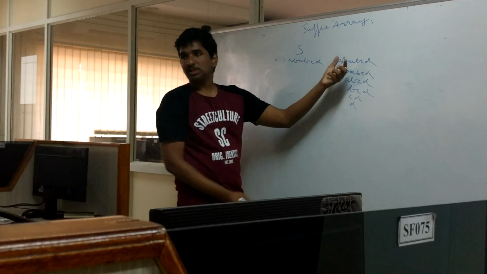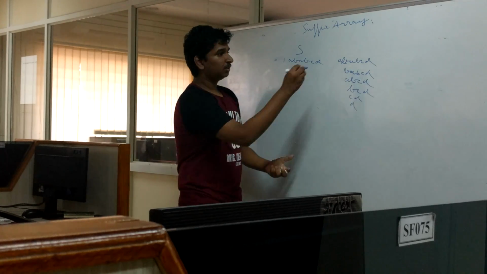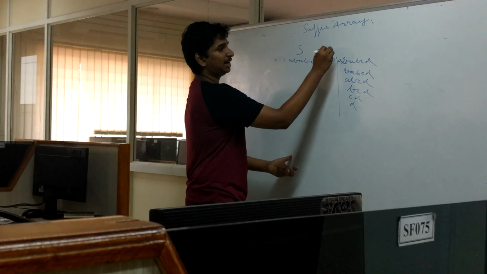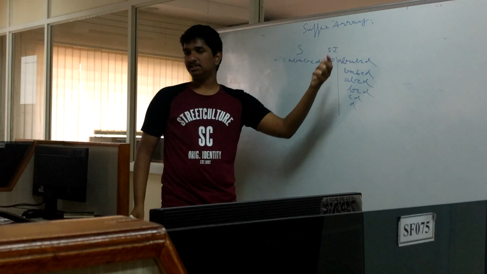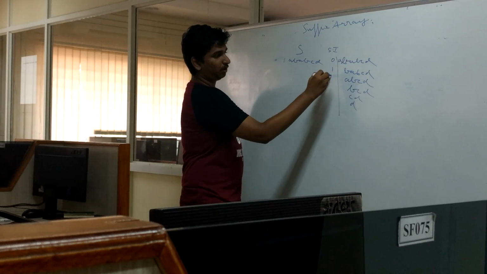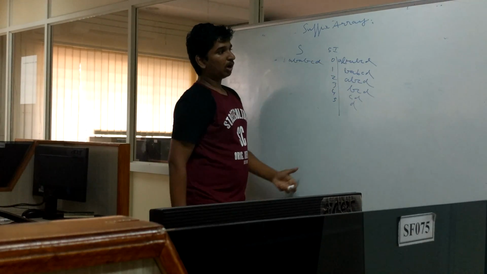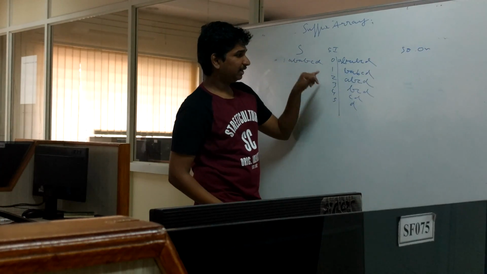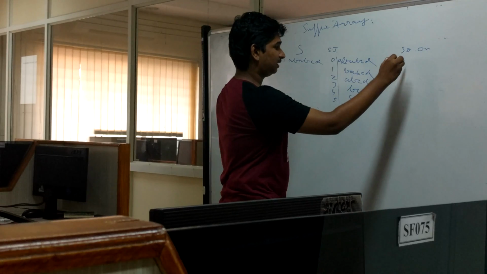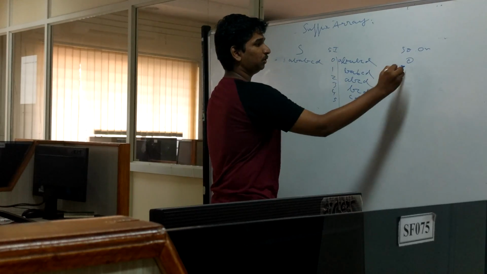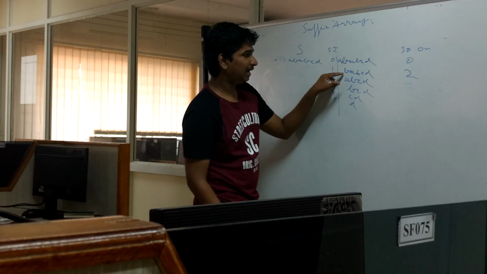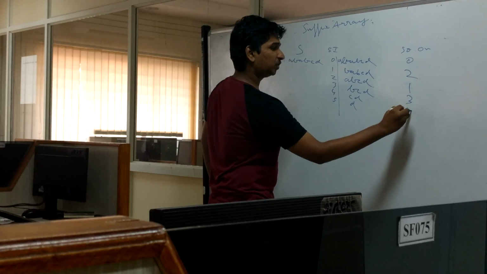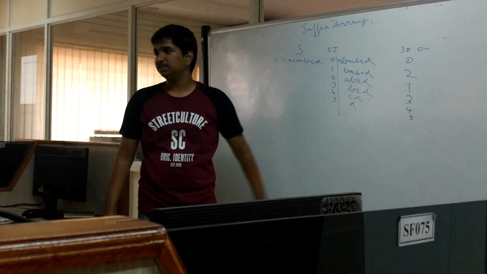So this was the suffix at index 0, this was the suffix at index, that is called SI, the suffix index. So the suffix at index 0 is this, then 1, 2, 3, 4, 5. So what will be the sorted order? The sorted order will be: A at 0 will be first, second will be 2, third will be BA at 1, then 3, 4, 5. This is the sorted order of suffixes.